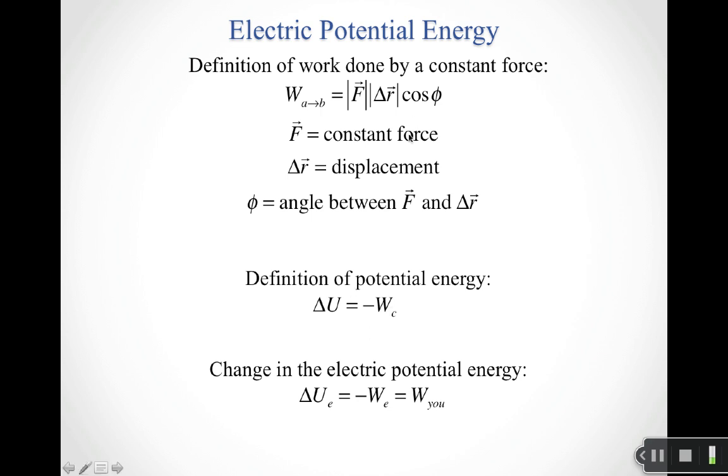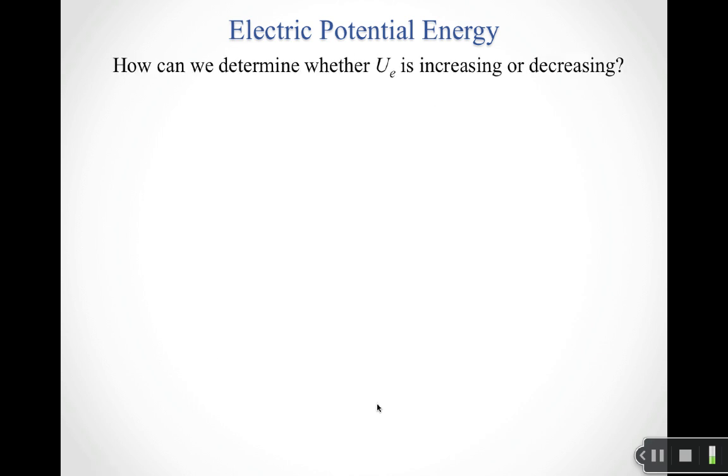So to put these two things together, basically combining these two definitions tells us that the change in the electrical potential energy is going to be equal to negative the work done by the electrical force, which is going to be equal to the work done by you. So you have to do work to move around charges in electric fields. The work you do directly changes the potential energy because the work you do opposes the work done by the electric field. So that's the idea.